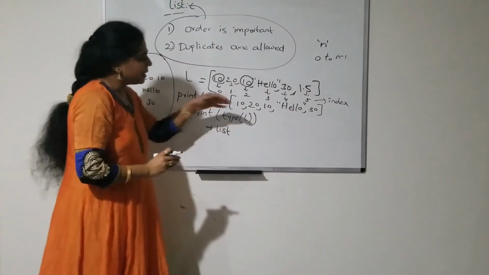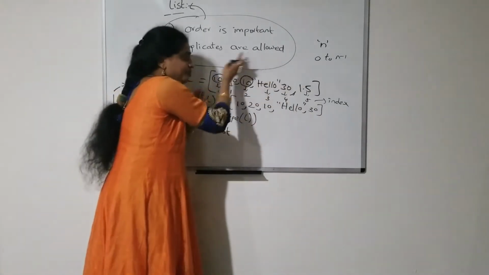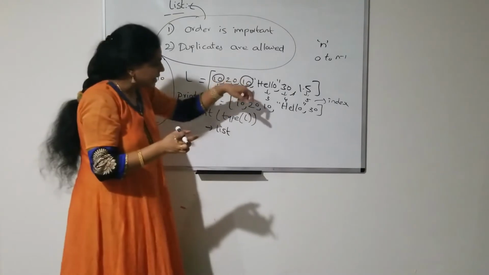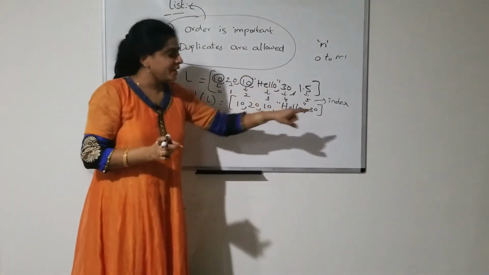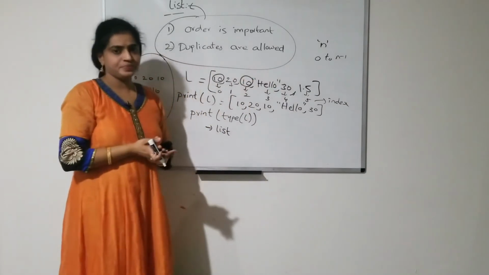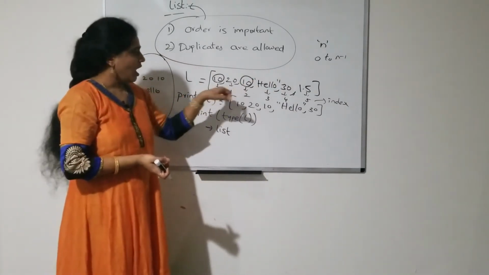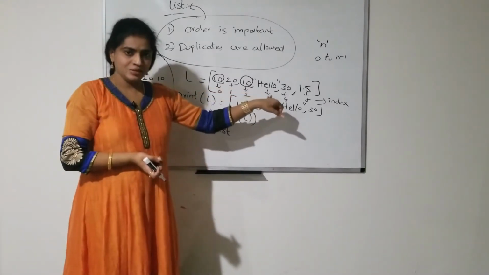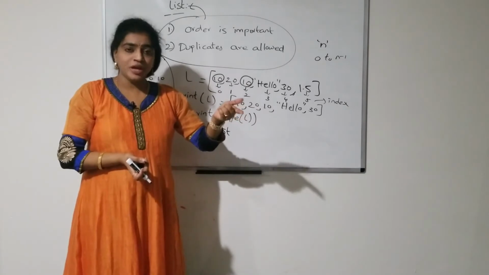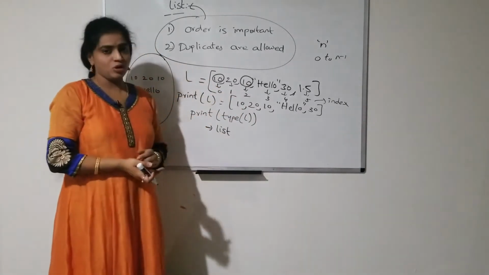So what is the purpose of these index values? Index values are used to access the list items. That means if you want to access the objects of the list, we can access them by using index. Now let us see how to perform indexing and how to perform slicing operation. Let me wipe the board and explain all those.